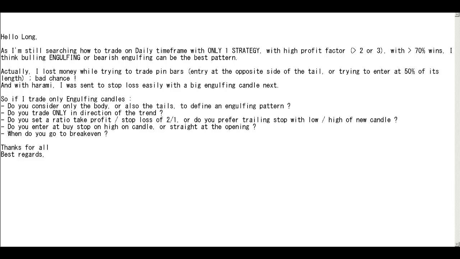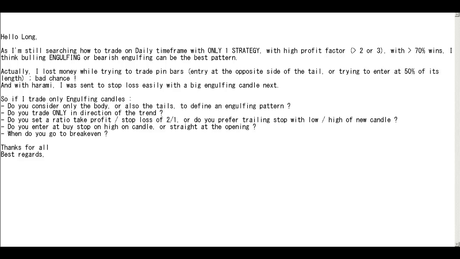So if I trade only engulfing candles, do you consider only the body or also the tails to define an engulfing pattern? No. Do you trade only in the direction of the trend? No. Do you set a ratio for take profit and stop loss of 2:1? No. Or do you prefer a trailing stop at the low or high of the new candle? Yes.